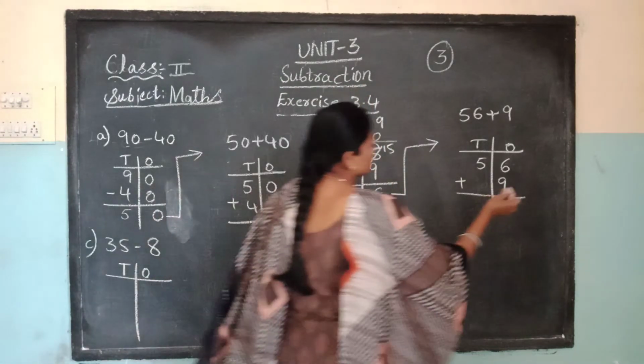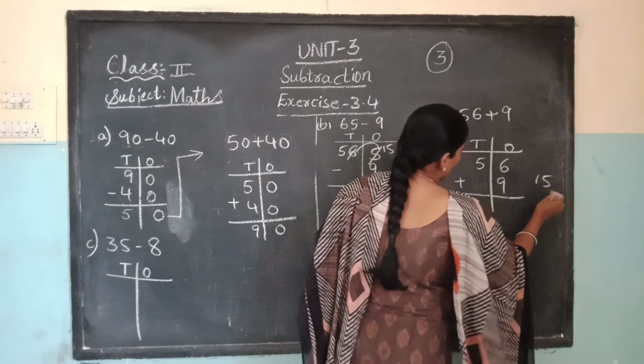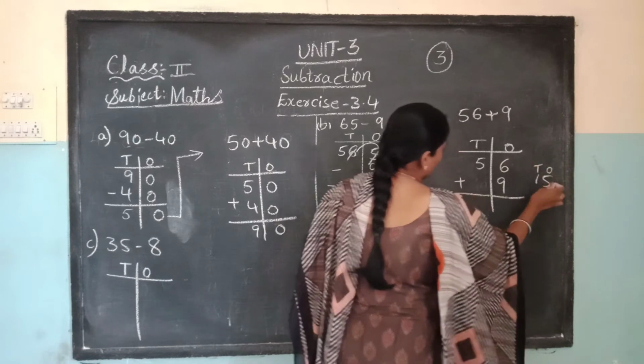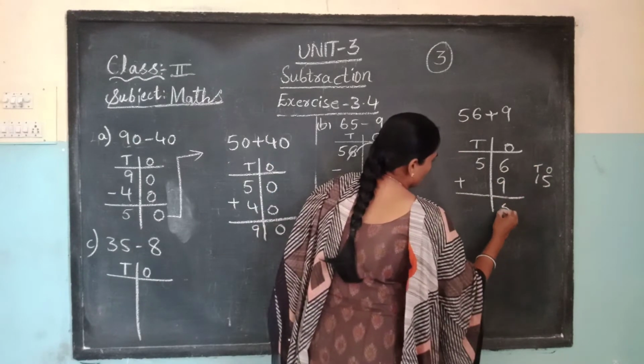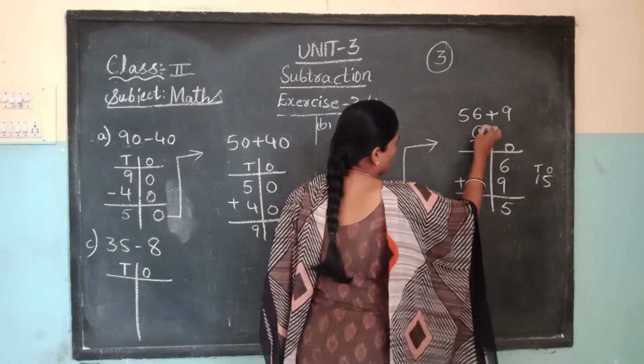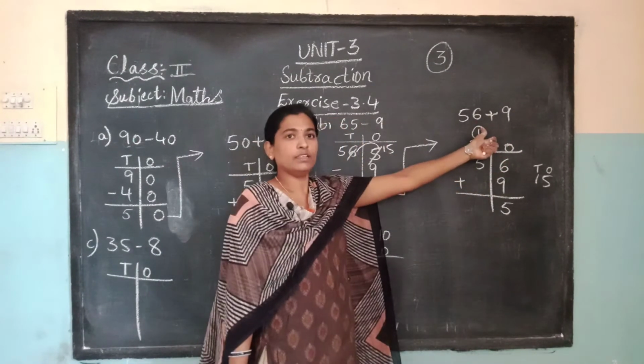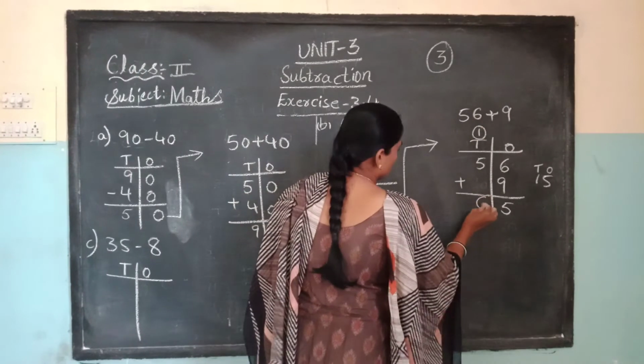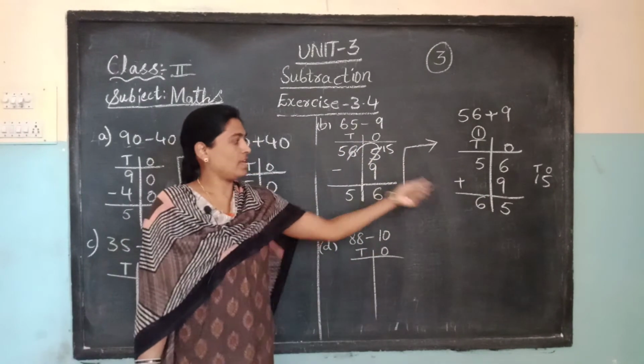If you got 15, what do you have to do? Ones and tens. Whatever is there in the ones column you have to keep here, and whatever is there in the tens column you have to keep in the tens column. Yes, 5 plus 1, 6. We got the answer 65.